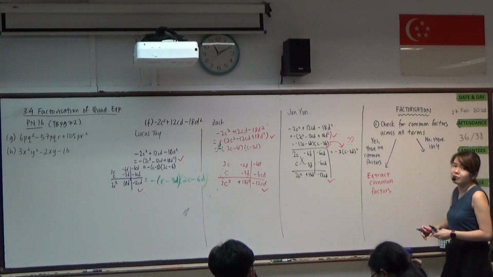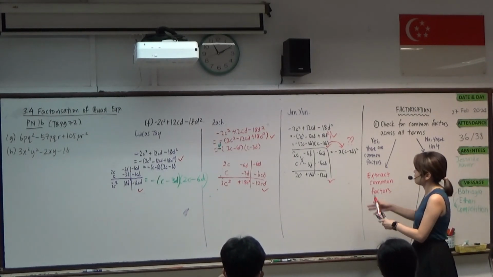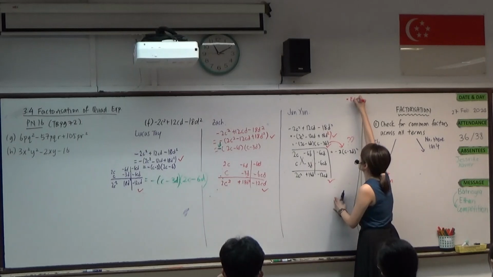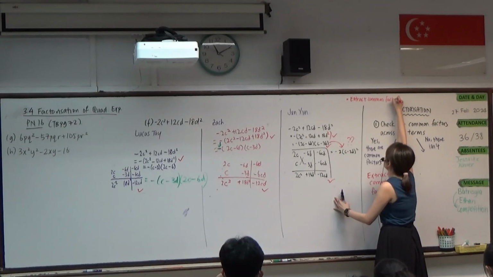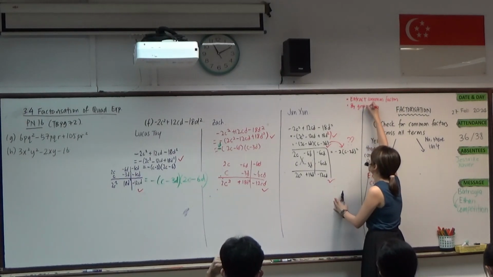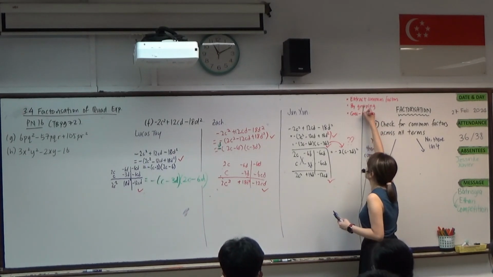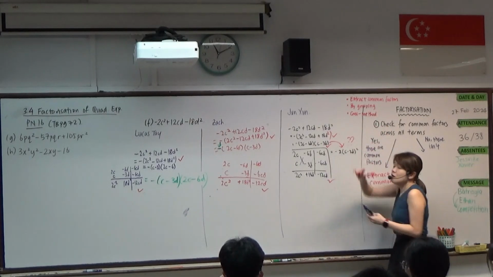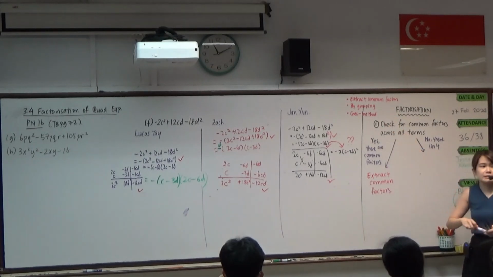Okay, what other methods of factorizing do we have other than extracting common factors? So maybe I'll just write here first. We have extracting common factors, and based on the homework that we just submitted, we have by grouping. Okay, and then now we have our cross method. For grouping and cross method is a very specific way of doing things, rather a very specific kind of expression that will allow us to do by grouping and cross method.